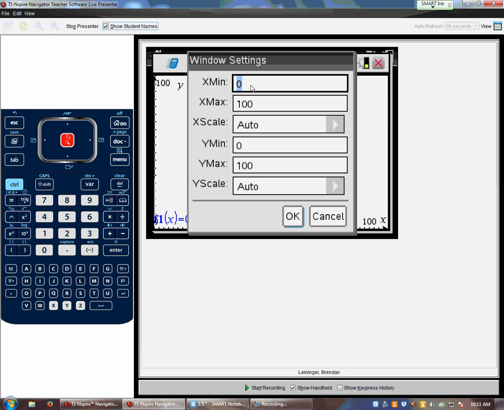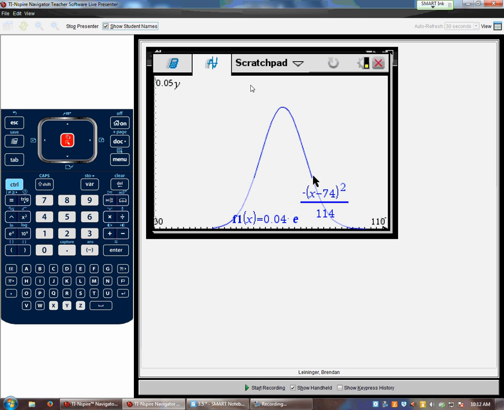Oh, what'd you do? The domain is 30 to 110. I know the pressure, you're on the big screen here. 30 to 110. And then for y minimum, 0, and y max, why don't you do like 0.05. There you go. Okay. All right, there's your graph.